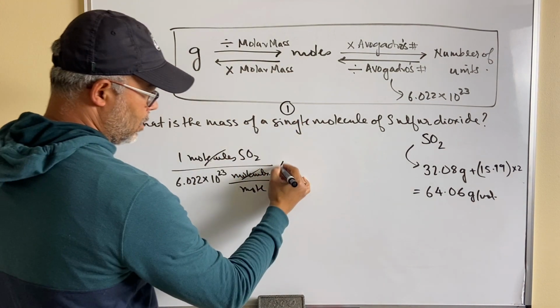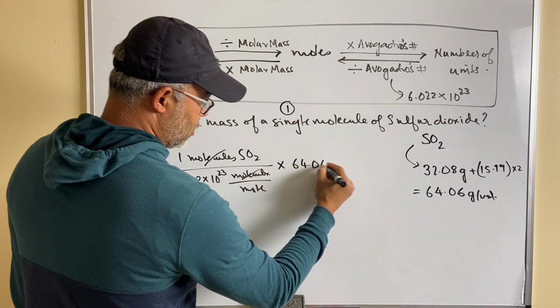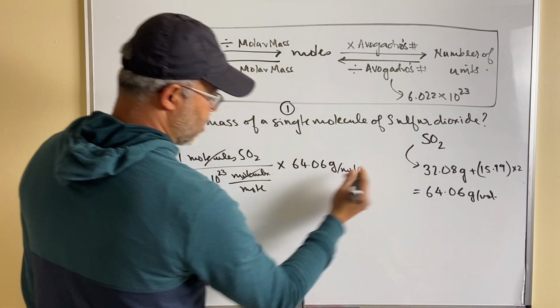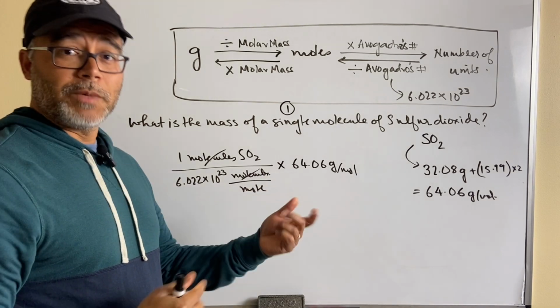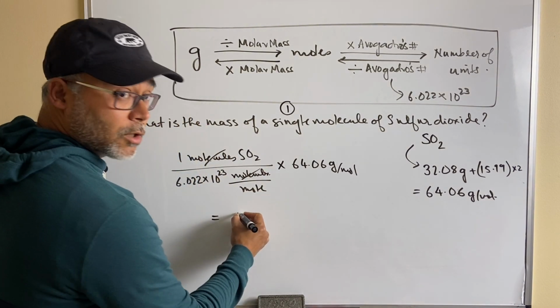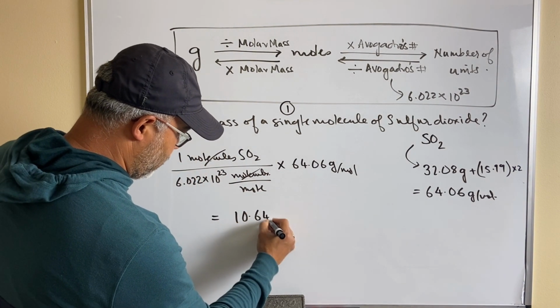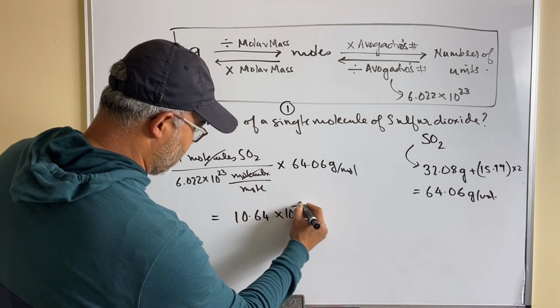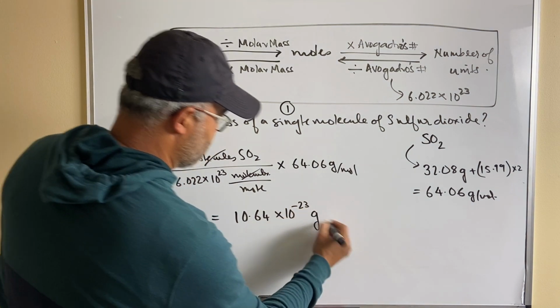Okay, so now that we have that, we're going to multiply that molar mass by the moles that we got out here. So times 64.06 grams per mole. And then whatever we get would be the answer. So this gives me 10.64 times 10 to the negative 23 grams.